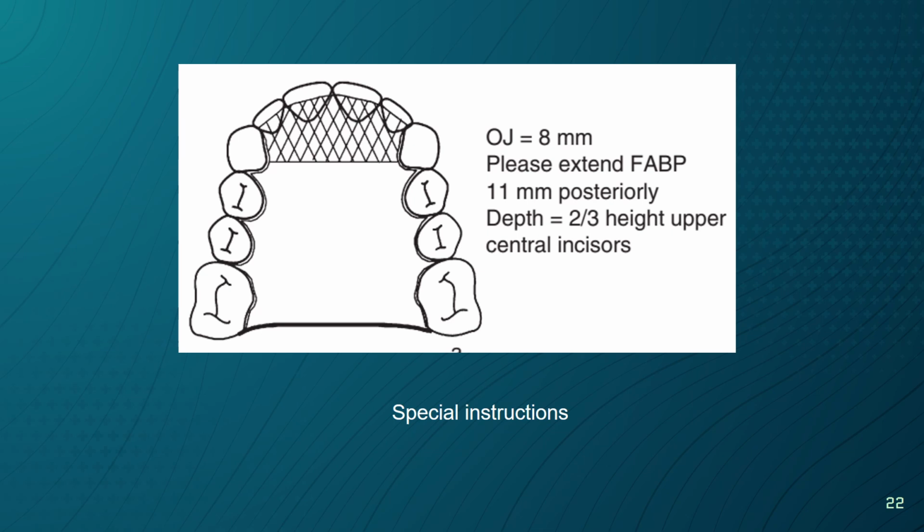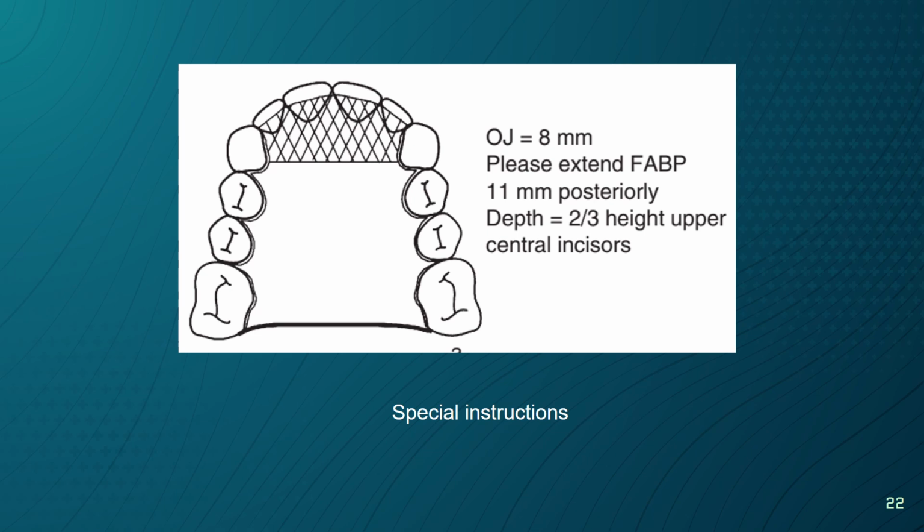Okay, then we may also give further special instructions for certain situations. For example, in this case, a flat anterior bite plane is requested, and we have to note on the instruction that the overjet of the patient is 8 millimeters. So, the instruction is to extend the anterior bite plane to a distance of 11 millimeters posteriorly. Okay, and the depth is two-thirds the height of the upper central incisors.